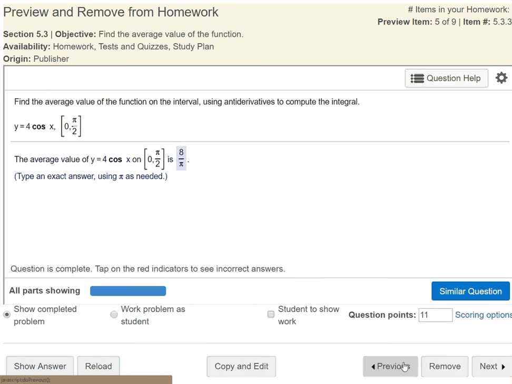Then you're okay with stuff like that? Finding an average value of the function on an interval. How do we find average value? Didn't we find the area divided by the width of the interval? Yeah, that's no big deal. You're good. You've got this stuff.